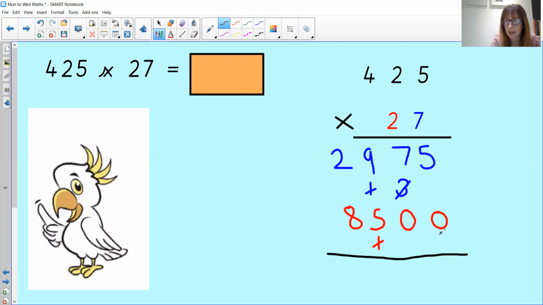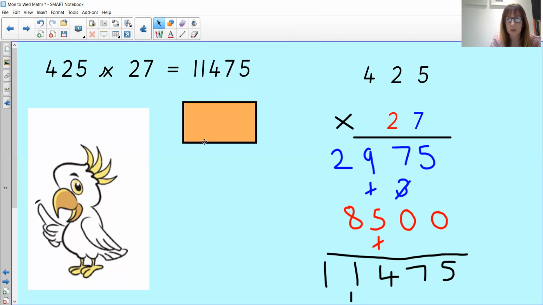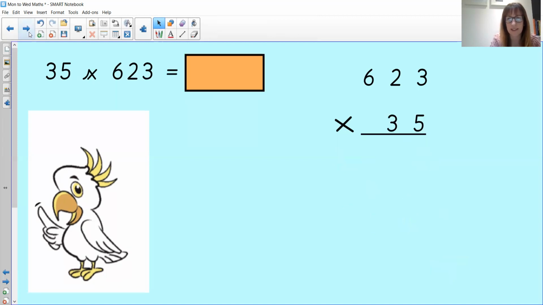So let's do 5 add 0, 5, 7 add 0, 7, 9 add 5 is 14. I need to regroup my 1 to 1000 there. And then we've got 8 add 2 is 10, add the 1 is 11. So 425 times 27 equals 11,475. Okay, you've got it now, haven't you? You've got the hang of this.